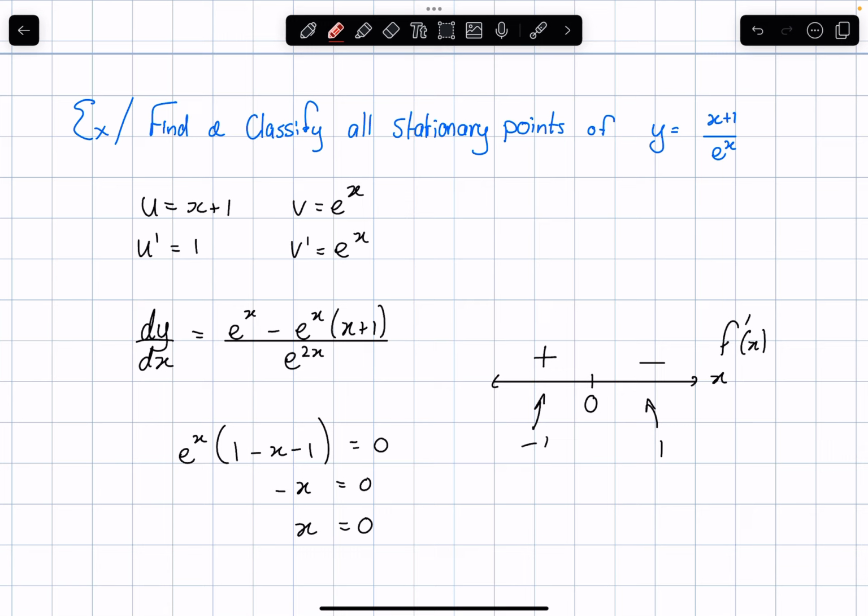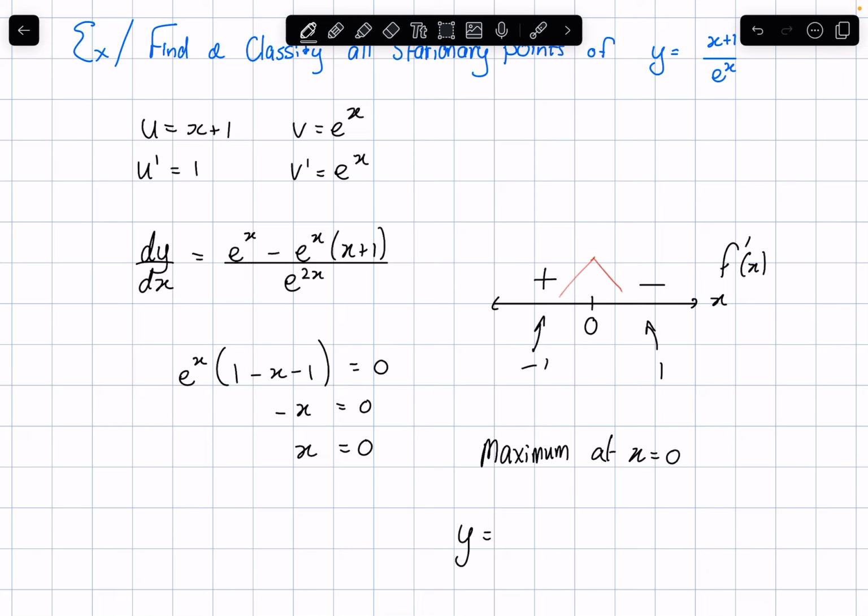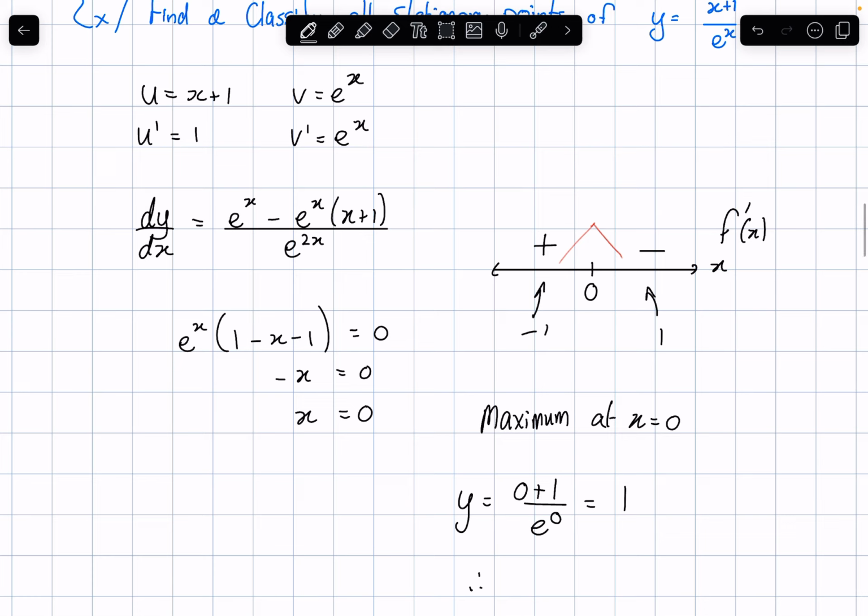Now this is where we put in those little lines, our little increasing one there and our little decreasing one there. And we can see we get a maximum at x equals 0. But to classify our stationary point, we need the y value as well. So y equals 0 plus 1 over e to the 0, substituting that x value into my original function. Now that is just 1, therefore my maximum is at the coordinate (0, 1).